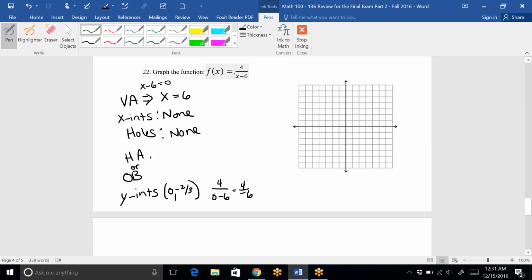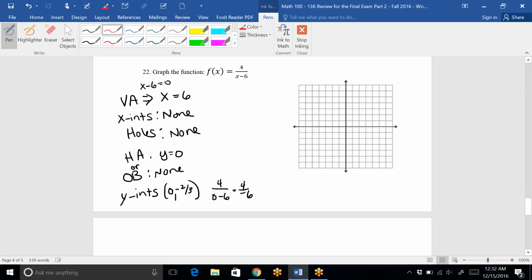And to know if you have a horizontal or oblique, because you can't have both at the same time, you have to check whether or not you can do long division. If you cannot do long division at all, it's 0 and it's horizontal. If the thing you have on top matches the thing you have on bottom, like they both have x to the first power, then it would just be 4 over 1. It would be the coefficients. And obliques only happen when the top is bigger degree than the bottom. So since this is the case where x can't go into 4, that means it's a horizontal asymptote at 0, which means we have no obliques.